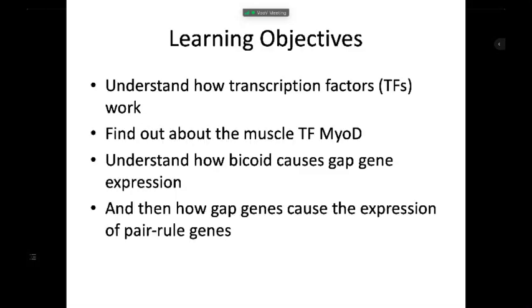What are our learning objectives? Well, we're going to understand how transcription factors work. And to do this, we're going to find out about the muscle transcription factor, MyoD. We're going to understand how bicoid causes gap gene expression.